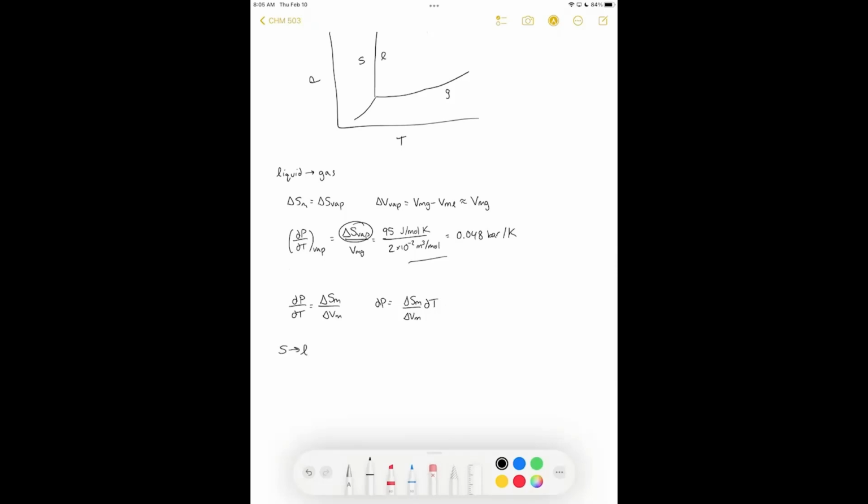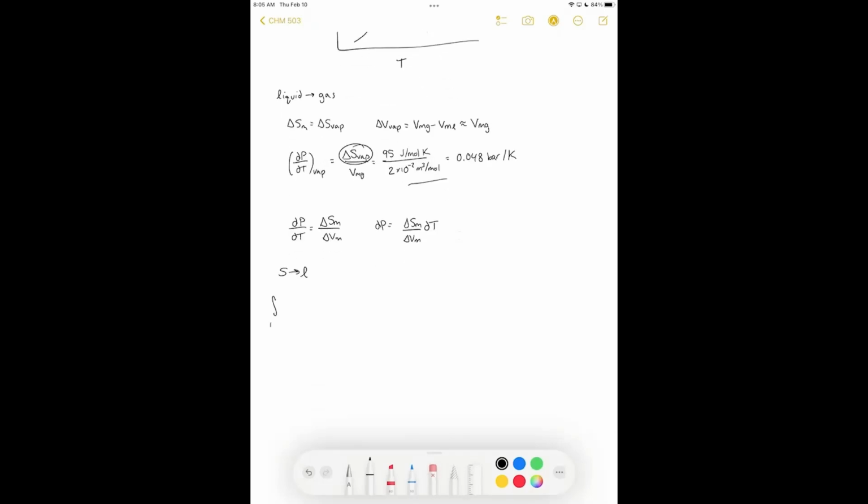So from solid to liquid, the integral from P initial to P final of dP is simply delta P. So this will tell us how the pressure changes. What about the integral from T initial to T final? Well, we have the delta Sm over delta Vm dT, and this is not a perfect line. So the delta Sm is equal to delta Hm, the molar enthalpy, over T, so we have delta Hm over delta Vm, and then T. So this is delta Hm over T dT, and we're integrating this from Ti to Tf.